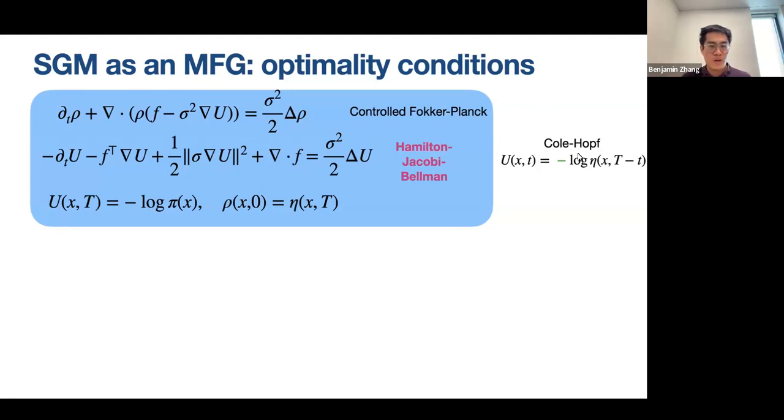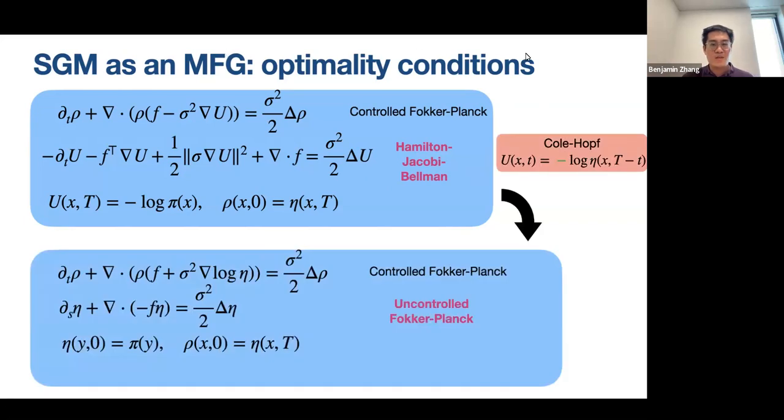if you apply a Cole-Hopf transform, so basically a logarithmic change of variables, to the Hamilton-Jacobi equation, very interestingly, if you do a little bit of algebra, you actually find that this Hamilton-Jacobi equation turns into an uncontrolled Fokker-Planck. So this mean field game with a pair of equations, Fokker-Planck and Hamilton-Jacobi, is actually two Fokker-Plancks, one controlled and one uncontrolled. And the uncontrolled one starts from your initial distribution, your target distribution pi in this case, right?